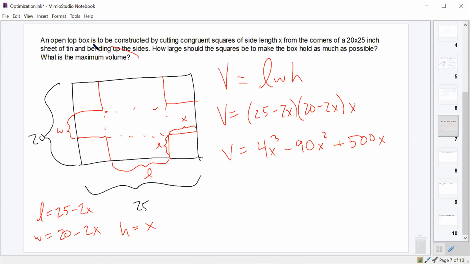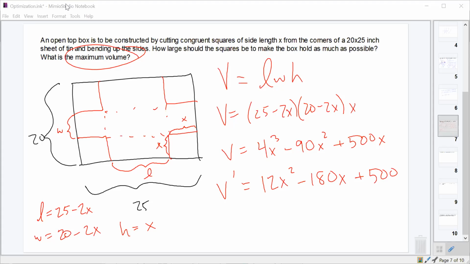All right, so if we want to know when is that volume at a max, what do we need to do? Take the derivative. So that gives us v prime, which should be equal to 12x squared minus 180x plus 500. So was v prime ever undefined? No. And what about when v prime equals 0? That's the other thing we'll need to figure out.